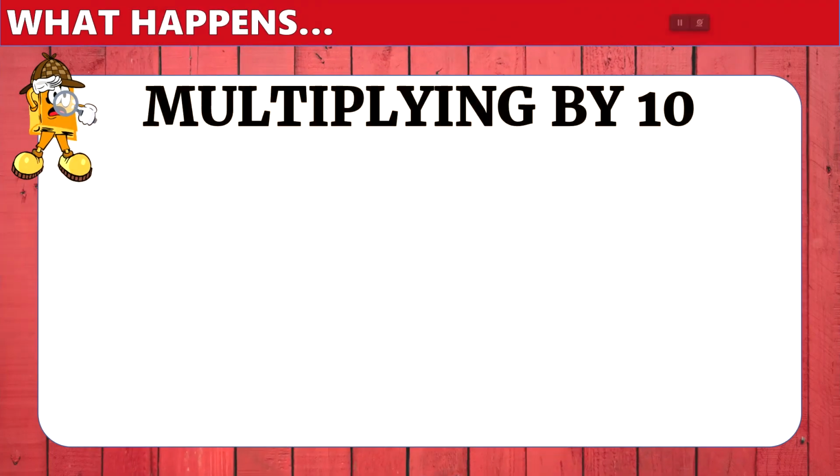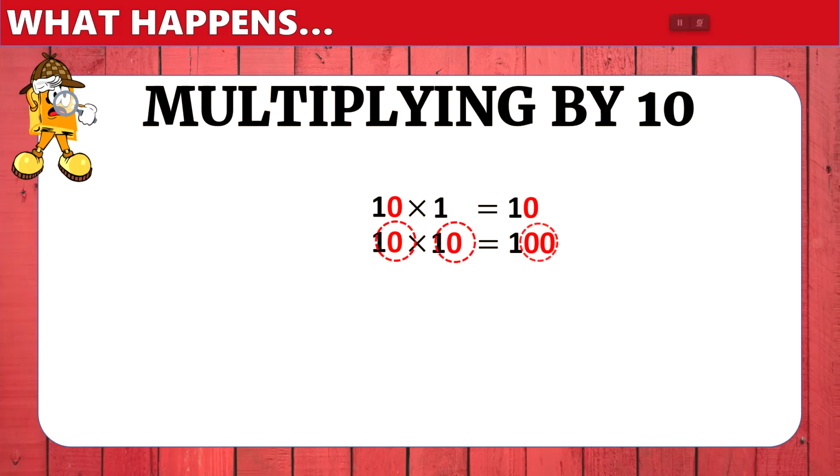And here's what happens when we multiply by 10. 10 times 1 gives us 10. That's easy. And if we look in the question, 10 has 1 zero, and the answer, 10, also has 1 zero. Let's see if a pattern develops. 10 times 10 equals 100. We can see 2 zeros in the question and 2 zeros in the answer. This helps us to understand how the pattern is forming.